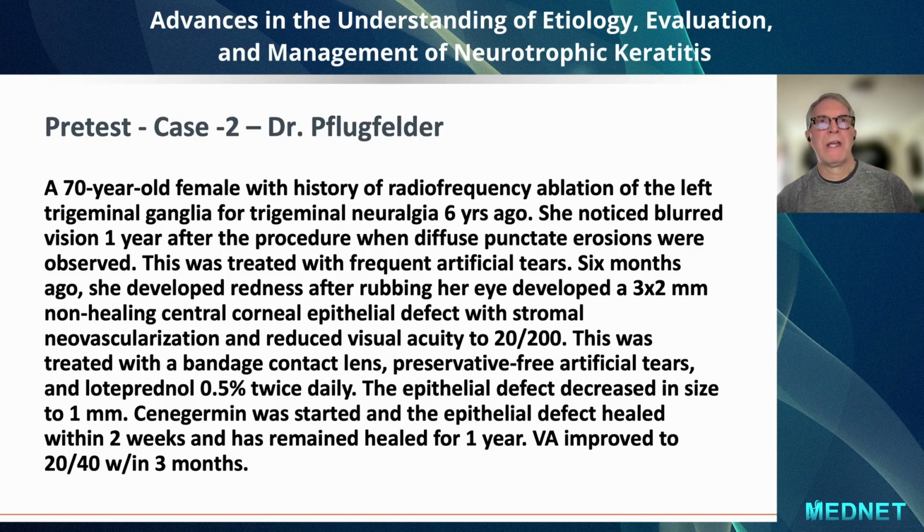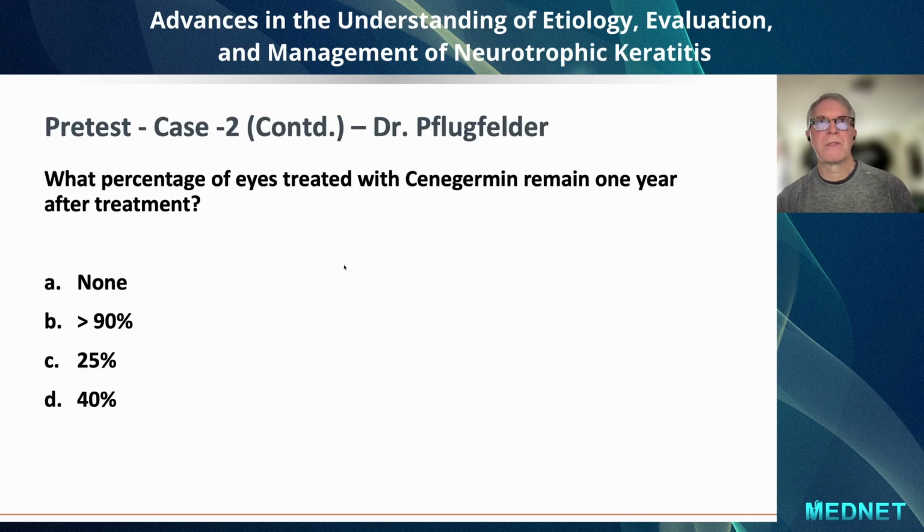This was initially treated with a bandage contact lens, preservative-free artificial tears, and because of the clinical inflammation, loteprednol twice a day. The epithelial defect decreased in size to 1 millimeter, and then Cenegermin was started, and the epithelial defect healed within 2 weeks and has remained healed for over a year. And her visual acuity improved to 20/40 within 3 months.